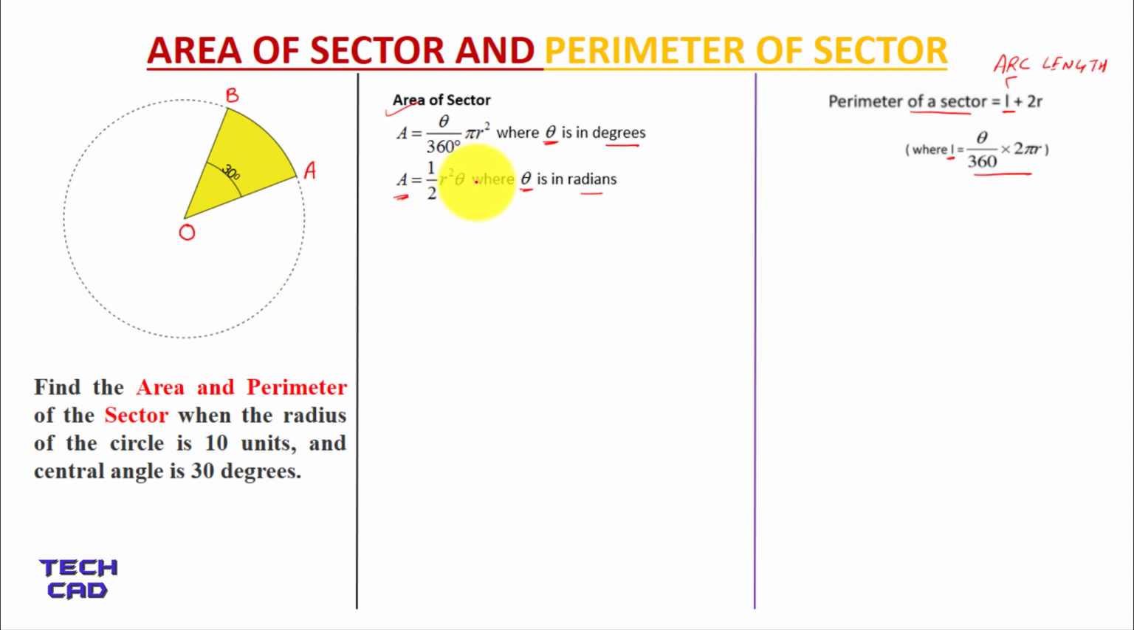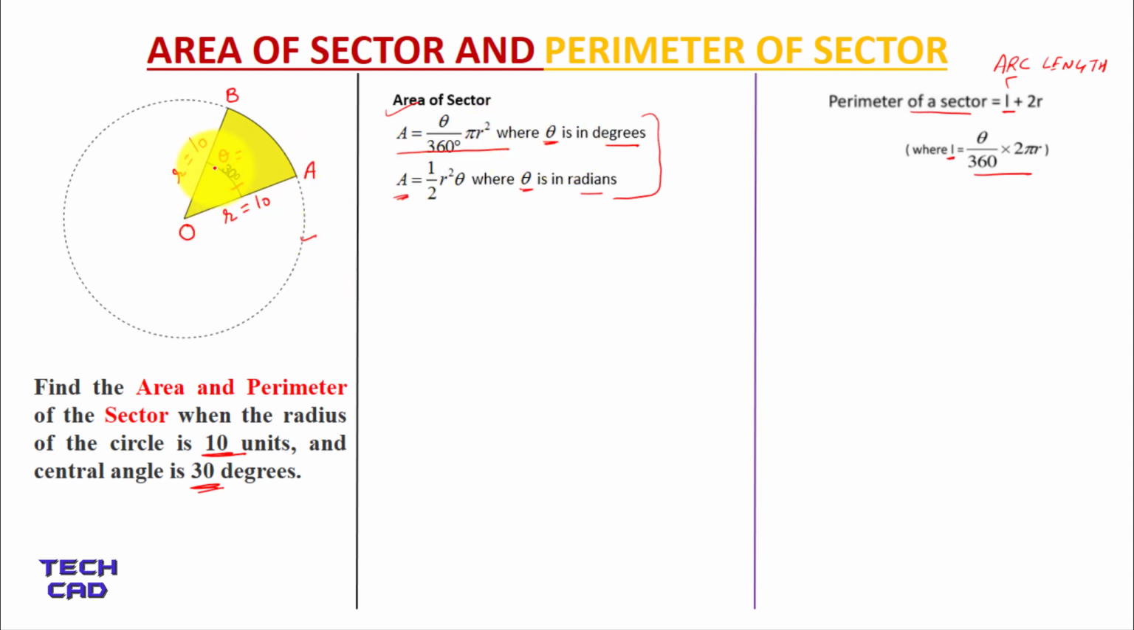So let's understand how to derive these formulas. There is no need to memorize these formulas. It is very simple to derive these formulas with the help of this figure. Let us suppose we have this circle, and the radius of the circle is given, that is 10 units. So this is R and this is 10, and this is R, this is also 10. The central angle is 30 degrees. So this theta is given, that is 30 degrees. Initially we will understand when our theta is in degrees.